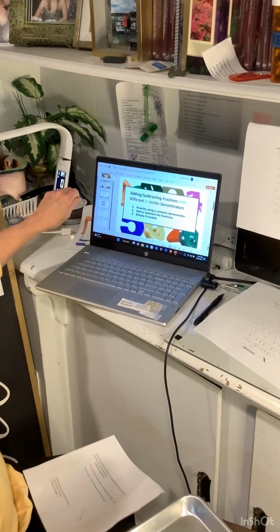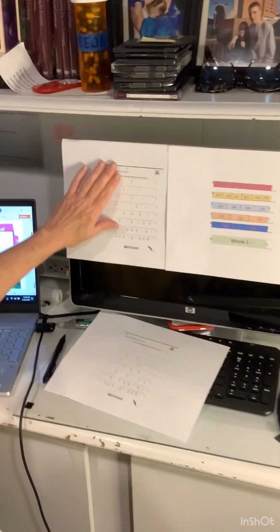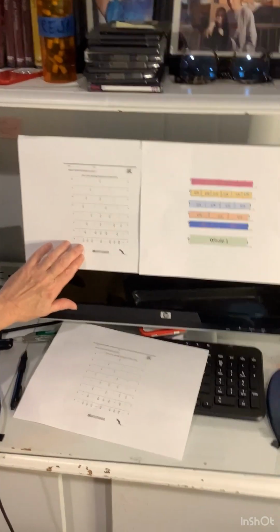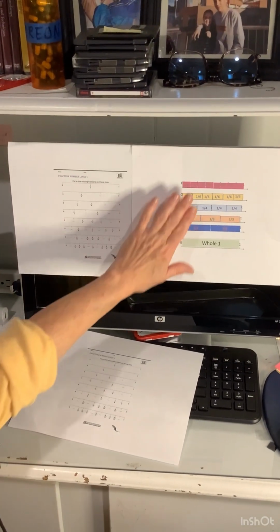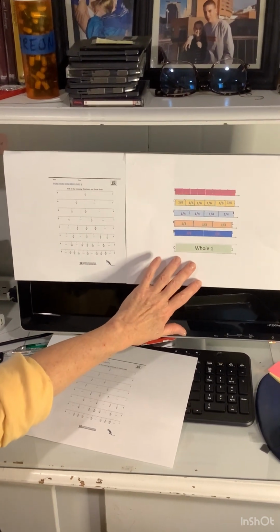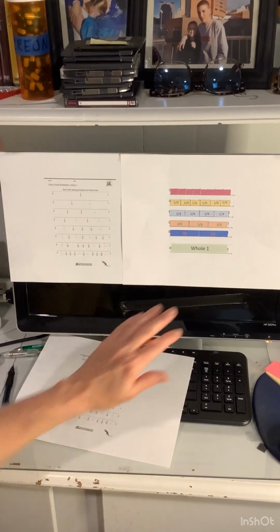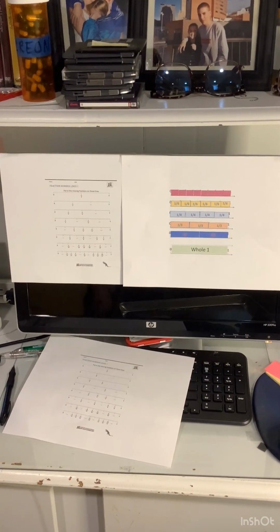And then what I have given you for tools to use to solve these problems is a fraction number line. And I have given each one of you your own. They're already cut out in your little envelope for us to practice these problems together. And I'm going to show you how we're going to work this.